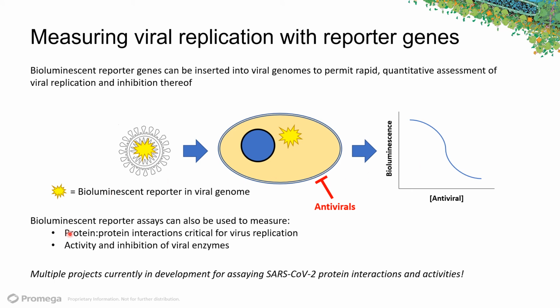And so bioluminescent reporters can also be used to measure other processes that are important for the replication process, like different protein-protein interactions. And they can also be used to measure the activity or the inhibition of individual viral proteins or enzymes. And so again, these are all areas of interest at Promega where we've initiated multiple projects for looking at SARS-CoV-2 protein-protein interactions and protein activities using bioluminescent technologies.